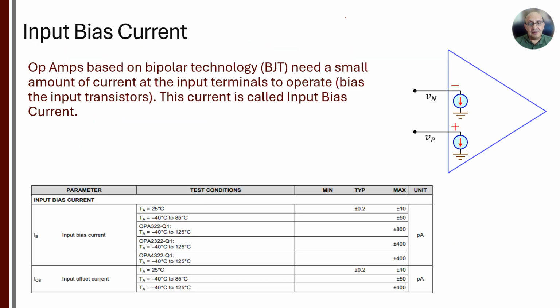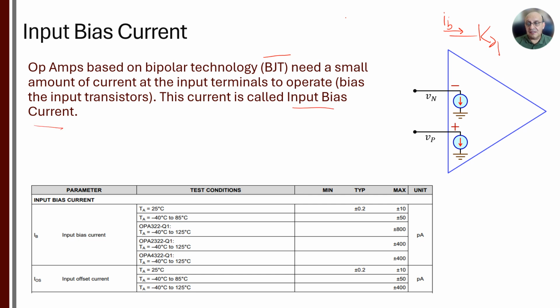Input bias current. Especially in BJT technology, the inputs of operational amplifiers are typically transistors, where the input is connected to the base. And for the BJT to operate, we need at least a little bit of current on the base. We call that the input bias current in BJT amplifiers.